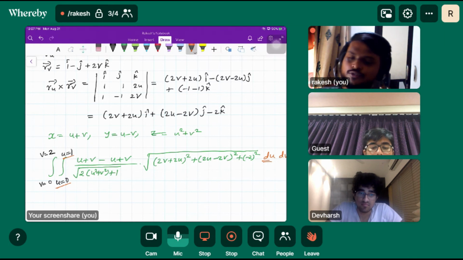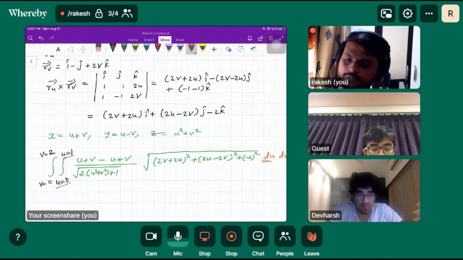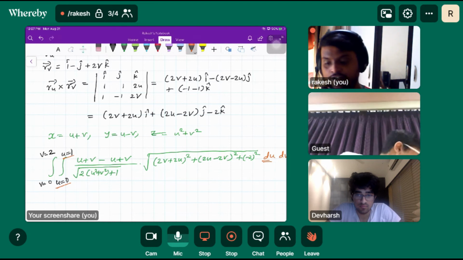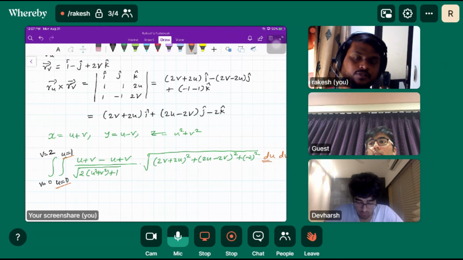Okay, so we stop here for today because next is a completely different topic. We'll talk about the surface flux and other stuff, and then we'll move to Stokes theorem.